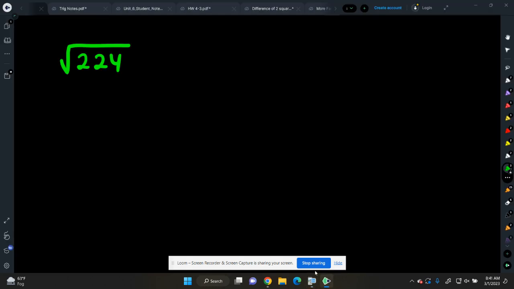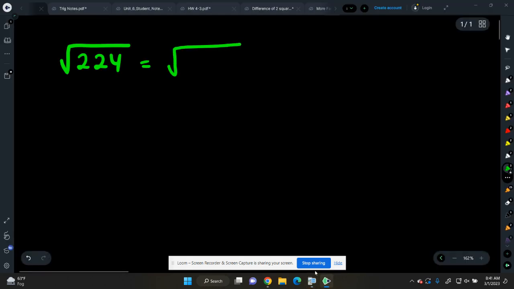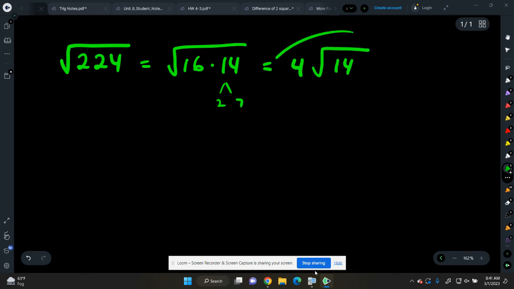So we've got 16 times 14. And the square root of 16 is 4. 14 is 2 times 7, so that's not going to factor down. That's going to just stay as 14. So there's our answer.